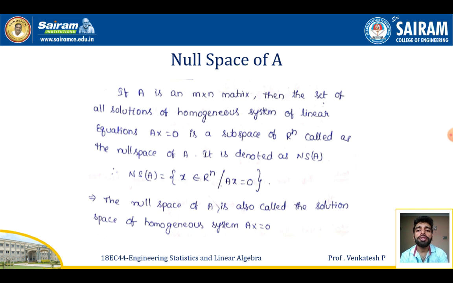Null space of A. If A is an M cross N matrix, then the set of all solutions of the homogeneous system of linear equations Ax equals 0 is a subspace of R power N. If you find a solution of this system Ax equals 0, then we get the null space of A, denoted by N of A, where N of A is given by x belonging to R power N with the condition that Ax equals 0. The null space of A is also called the solution space of the homogeneous system of equations Ax equals 0.